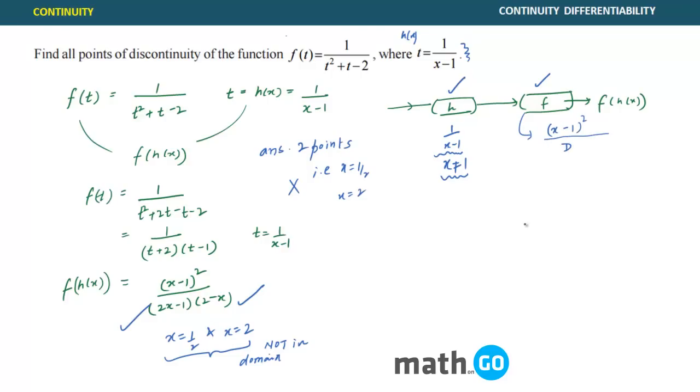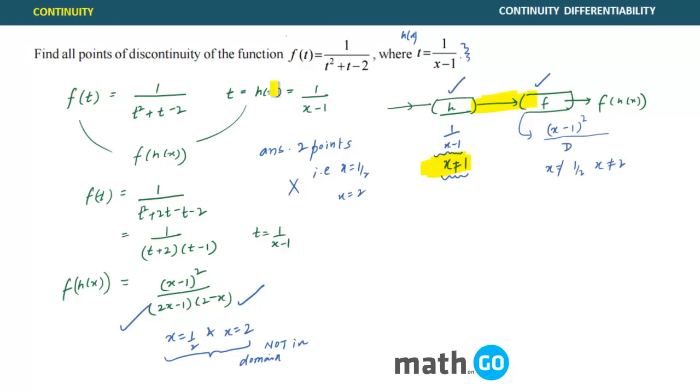Let me write d here. Now you have actually got that this will not work at 1 by 2 and this will not work at 2. But what about the first machine? Can you see that this will not also work at x equal to 1? So if x is equal to 1, you will not be able to travel further. So that means x equal to 1 is not also in the domain, right?